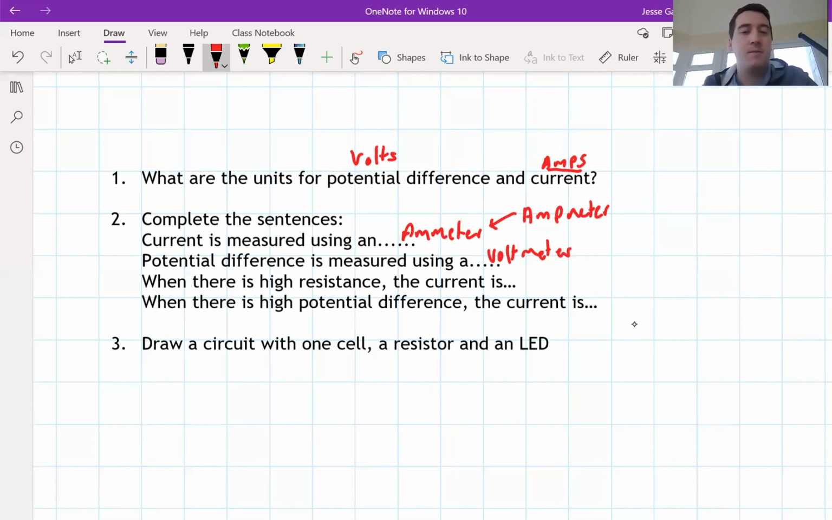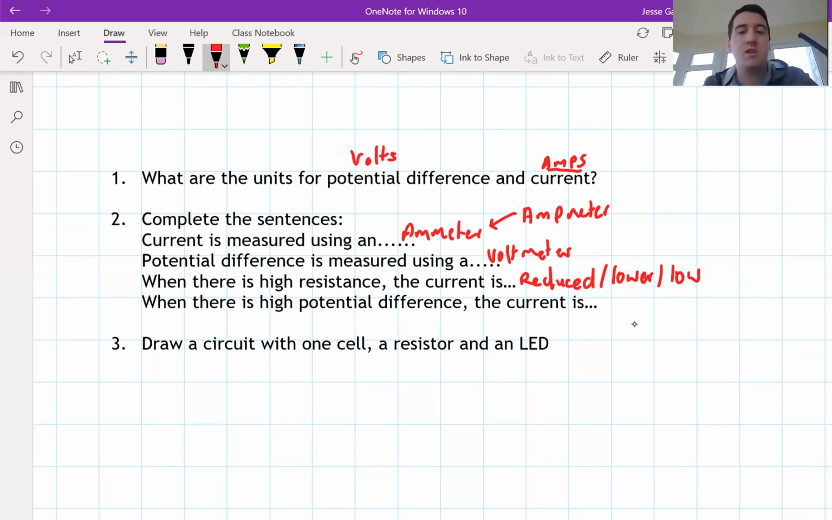Okay, ammeter. When there is high resistance, the current is, so what happens if you make the resistance high? If you put more devices in the circuit, that's going to reduce the current in the circuit. So the current is reduced, or low, or lower. When there is a high resistance, current is reduced.